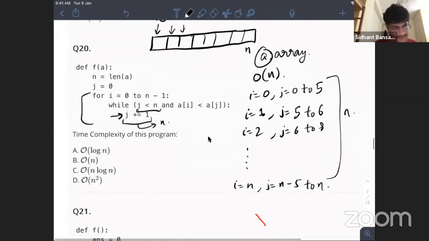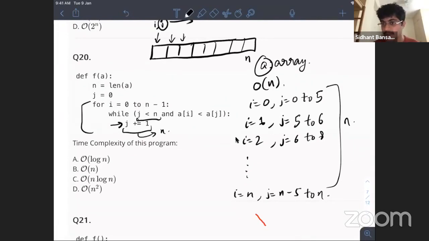All right. This is slightly tricky, but I hope you guys just try to count. Take an array and try to count how many times this line runs: J plus equal 1.